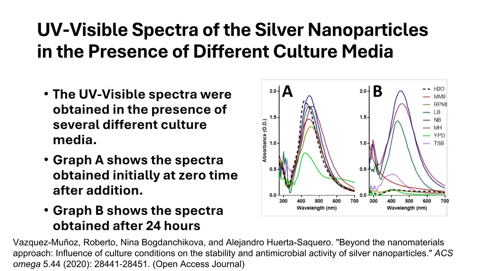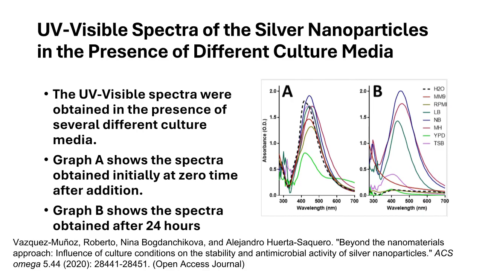The UV visible spectra were obtained for the silver nanoparticles in the presence of different culture media at 0 time and after 24 hours. In the case of when the silver nanoparticles were in the presence of the culture media at 0 time, there were minor differences in most of the culture media. One exception is that in the presence of YPD culture media, there was a noticeable decrease in the surface plasmon band.